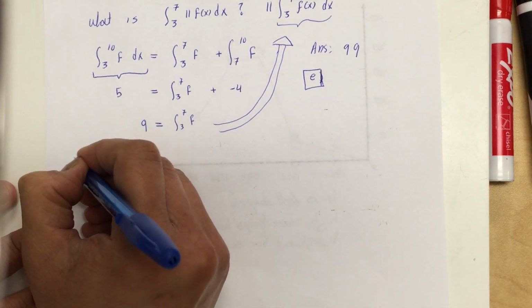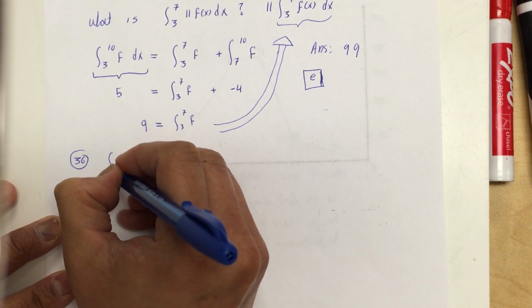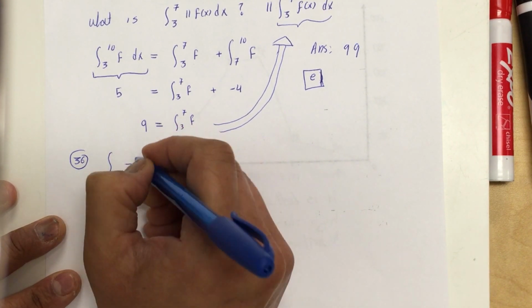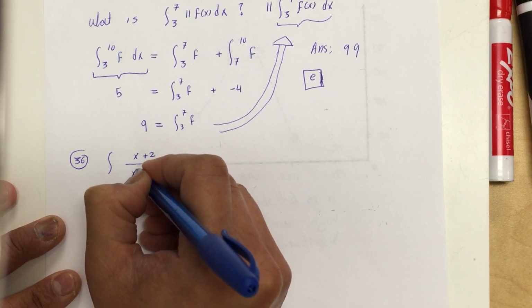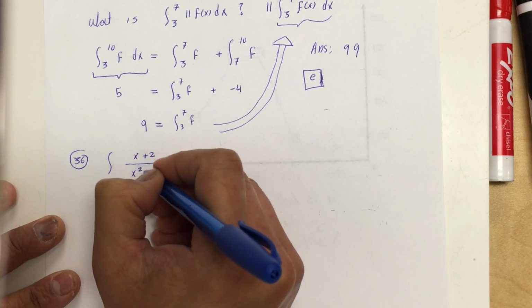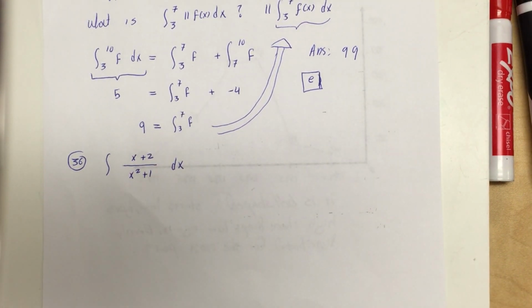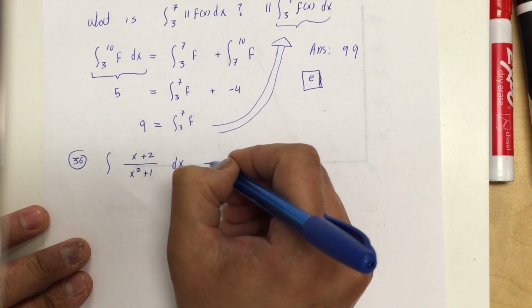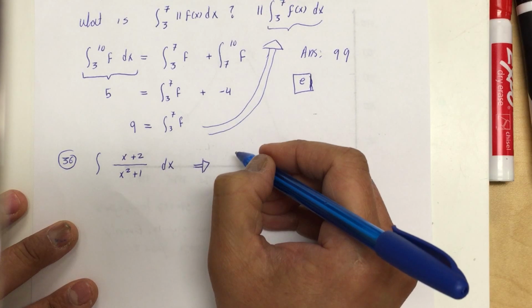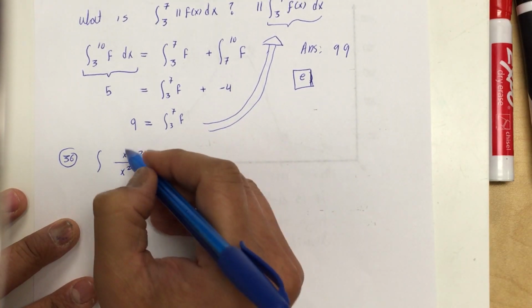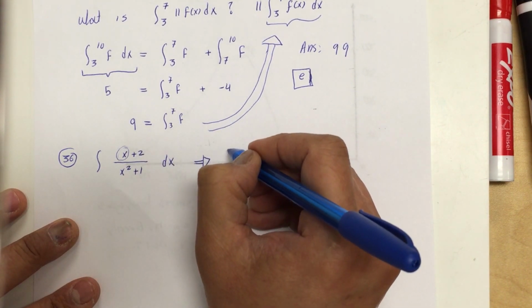Number 36. 36 is the integral of x plus 2 over x squared plus 1 dx. Now at first look, you might be tempted to do u substitution, but U substitution isn't going to work. What you have to do is take each term in the numerator and split them up.